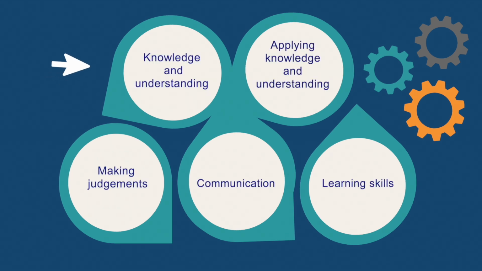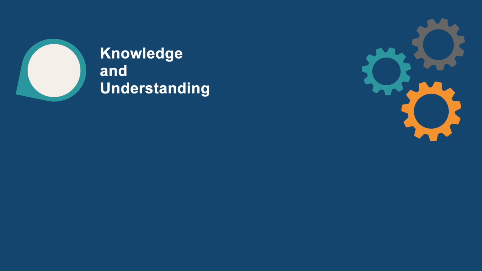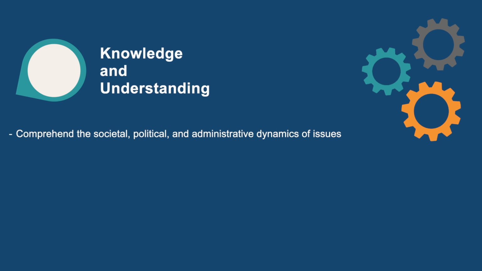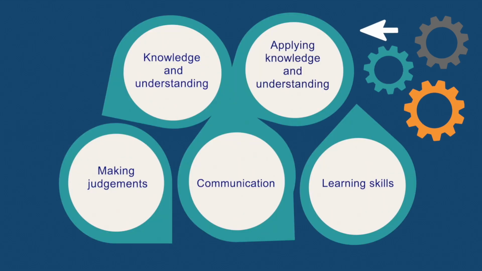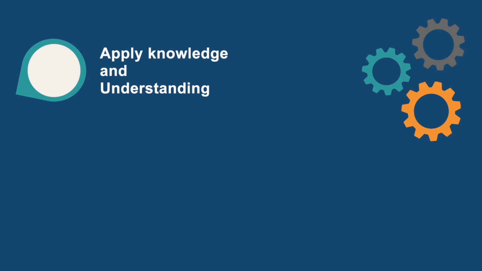For instance, to attain knowledge and understanding, the program not only requires that graduates know and understand the body of knowledge in the field of crisis and security management, but also that they comprehend the societal, political, and administrative dynamics of issues, understand what or who the stakeholders in the field are and how they function, and know the key principles of academic research.